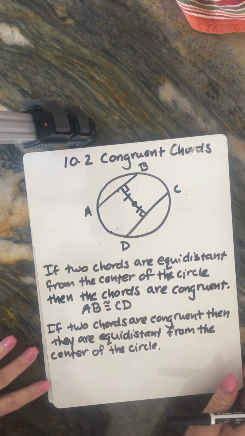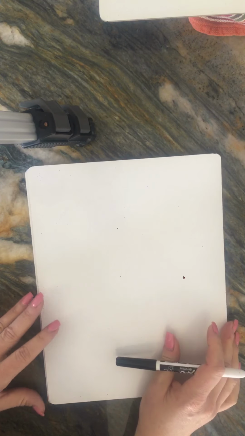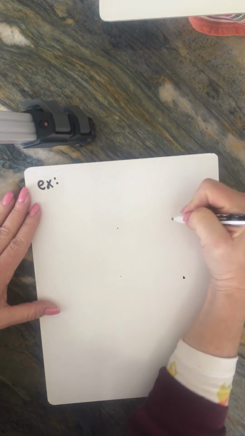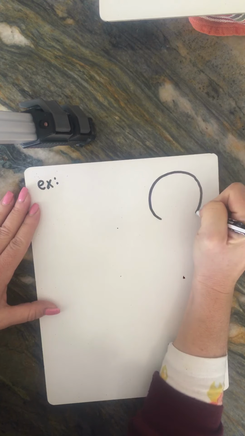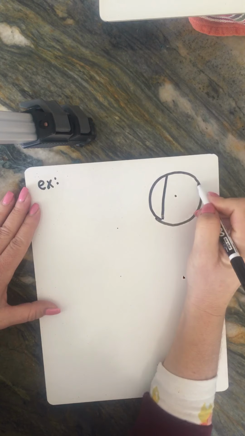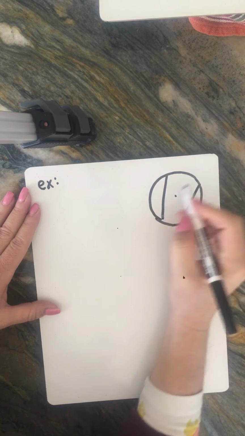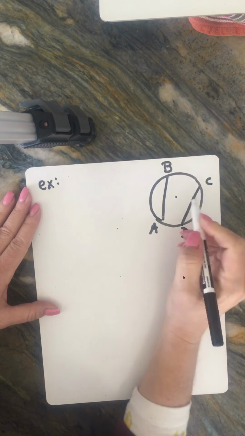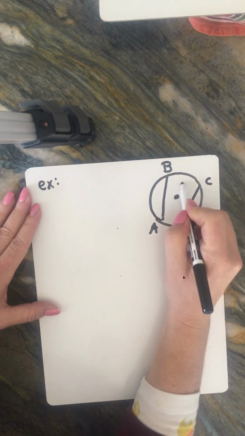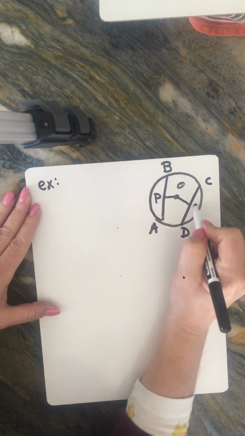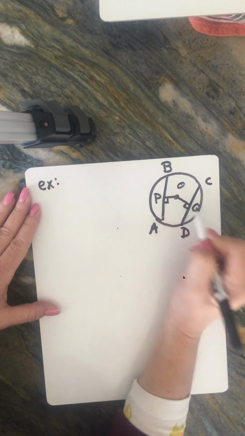Okay, so keeping those two theorems in mind, let's go ahead and try a couple examples. Let's do an algebra example first. So we've got a circle here, and here's a chord, and here's a chord. And we'll call this guy AB, and this one is CD. And we'll call this circle O, and this is point P and point Q, perpendicular.